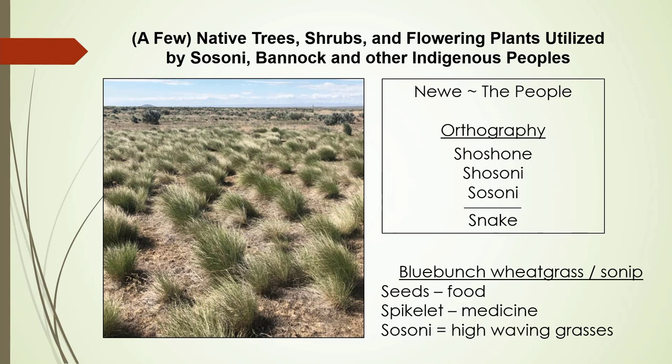Another name that was given to them was Snake, because they would be asked, who are your people? And they would make a gesture, and people thought, oh, they were the Snake Indians, of course. But that wasn't it at all. They were salmon eaters, so that was actually the salmon coming up the river. So you'll hear these names in many, many ways.